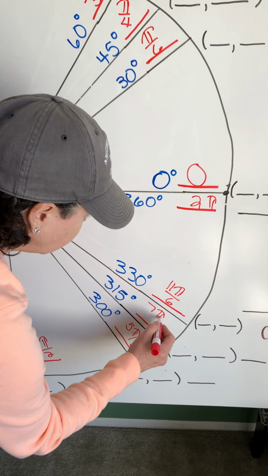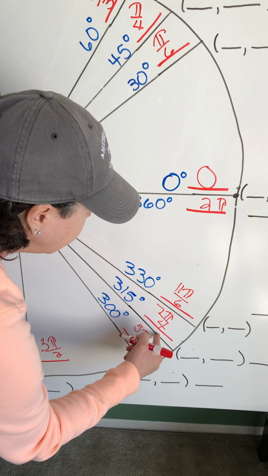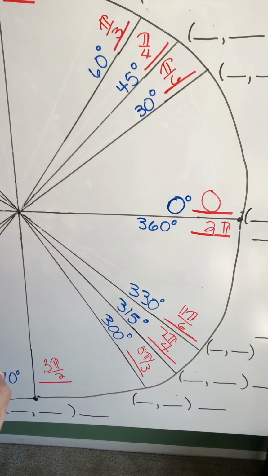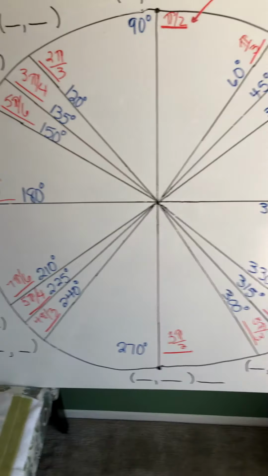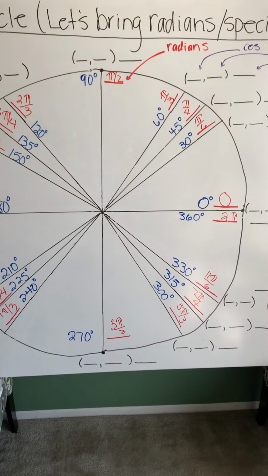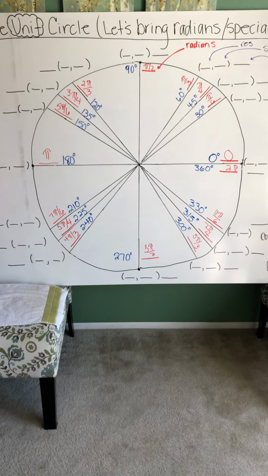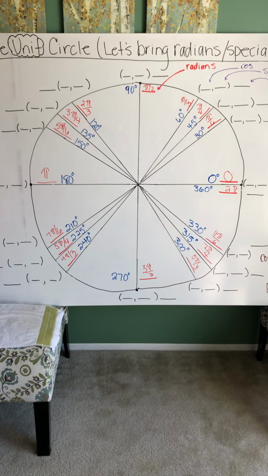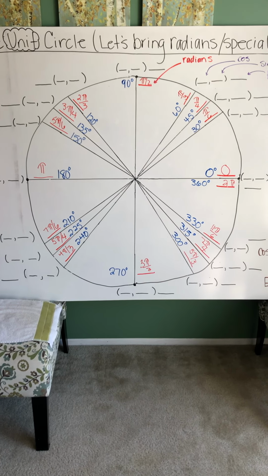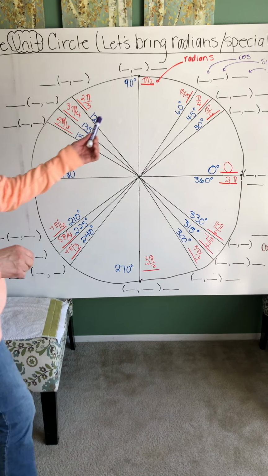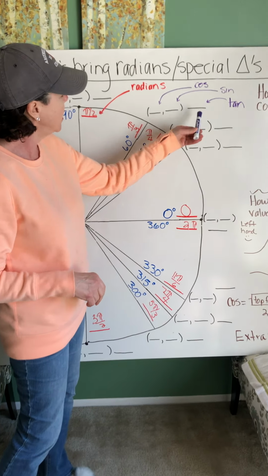7 pi over 4. And 8 pi over 4. Now all of our radian measures are filled in. Isn't that really cool? The next thing I want to point out to you is we're going to start filling in the cosine, sines, and tangents. And take a look here, cosine, sine, and tangent.